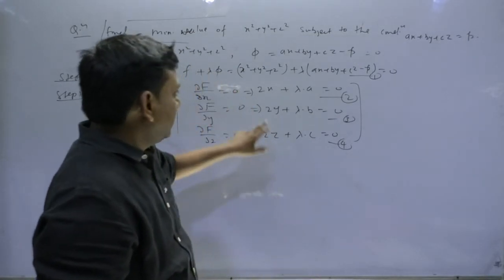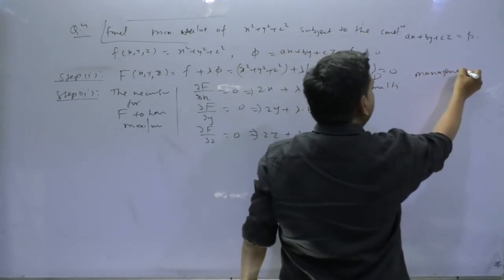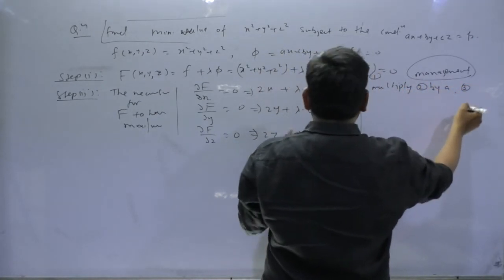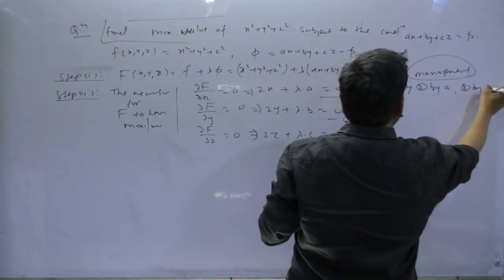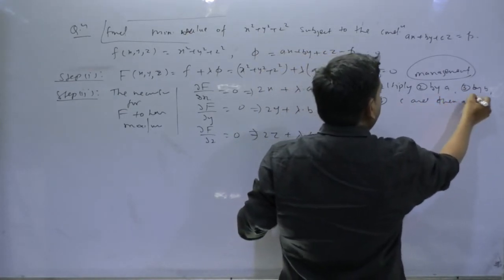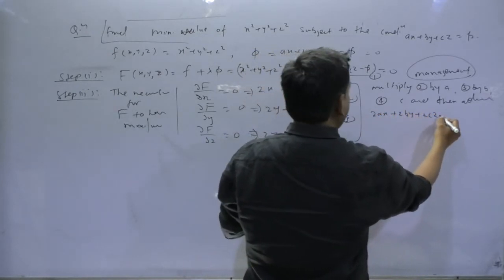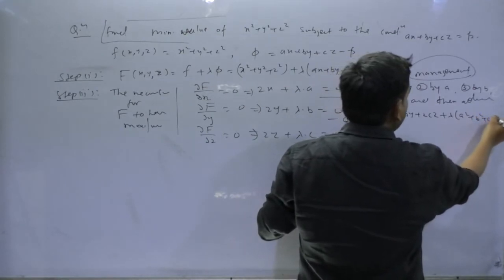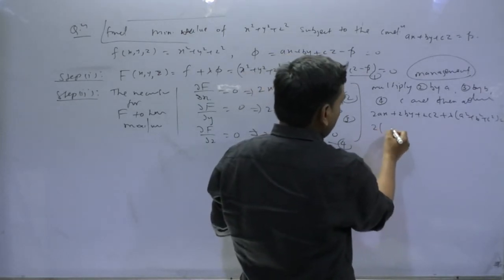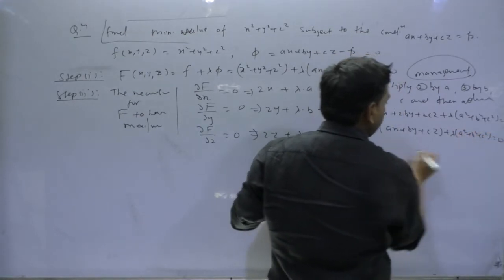So by putting, now what do I do, see from here, management. Multiply 2 by a, later on you will realize why I am doing this, 3 by b, 4 by c, and then adding the 3 equations. What will we get? 2ax plus 2by plus 2cz plus lambda into a square plus b square plus c square equals 0. Ultimately 2(ax plus by plus cz) plus lambda into (a square plus b square plus c square) equals 0.